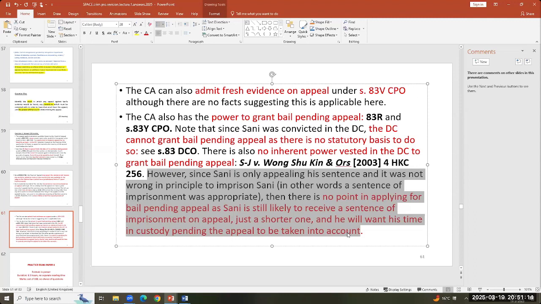It'd be different if he was appealing his conviction. If we had good grounds to appeal his conviction, then the sentence would disappear. But where you're just appealing sentence and it's a very long sentence, there's no point to apply for bail pending appeal, even if it's technically possible and he has good grounds of appeal.